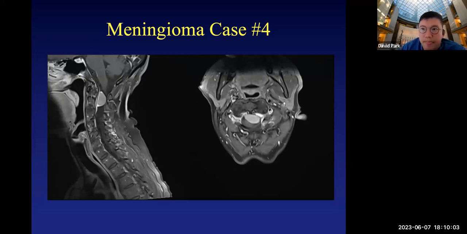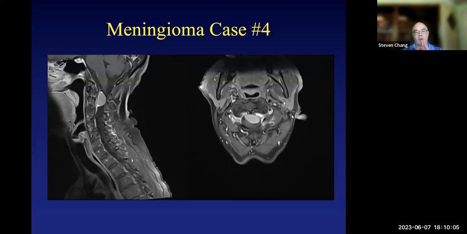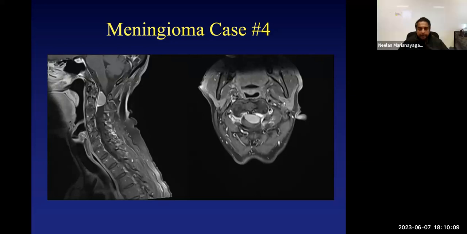Yeah. Okay. Neelan, what are your thoughts here? What would you recommend to this patient? Yeah, I agree with David, and because there's pressure on the cord, an approach of open surgery for debulking, and then depending on the pathology and how much is able to be resected, we can consider other options of radiosurgery afterwards.